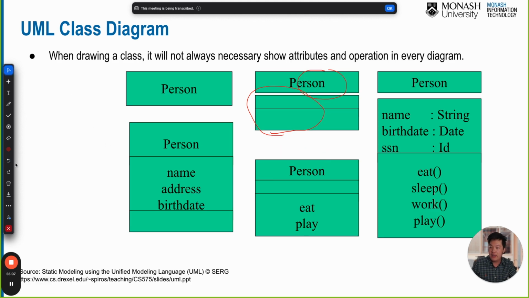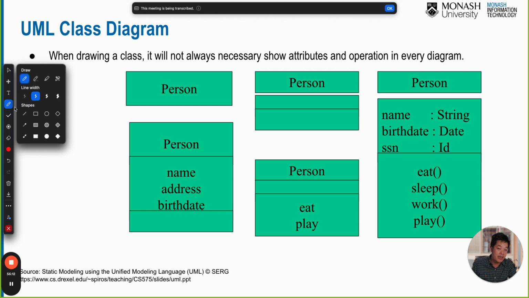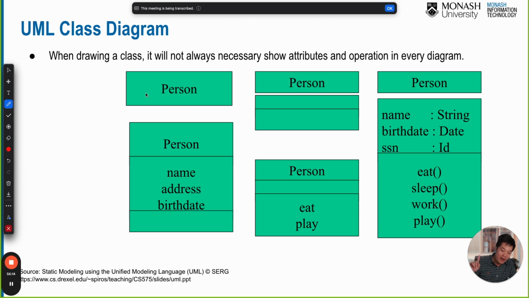Okay, this is an example. When we draw the class diagram, as I mentioned to you before, the only thing that is mandatory is the class name. So we can create the person like this, totally fine. We create the person with the data attributes name, address, birth date without the operation, which is also fine. This one is missing the class name, so we don't know what that class is. We have the person with no data attribute but with an operation, which is totally fine.